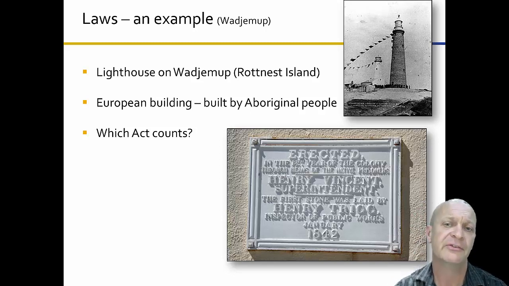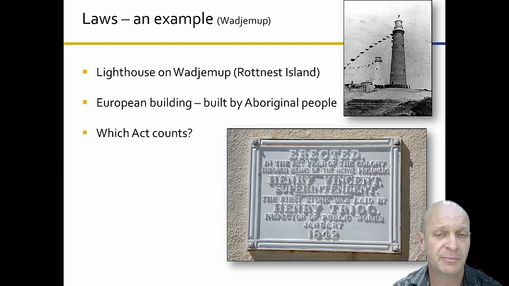But Rottnest also has a colonial history, both good and bad. It was used as a prison, particularly for Aboriginal people. Aboriginal people were taken from all over the state. People I work with up in the Kimberley today, Indigenous Australians, have parents and grandparents that were incarcerated on Rottnest and Fremantle Prison, for example. And one of the things they had to do was build. They were forced labour, for example, for the lighthouse on Wajemup, on Rottnest.